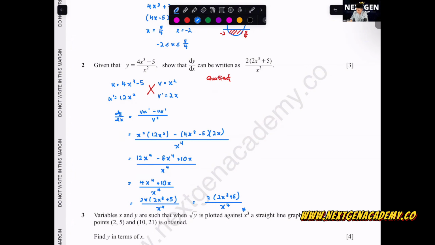x power 3. Okay, what am I doing? X power 3. Okay, then you can just write shown. You don't need to write the shown, but I like to write it. This is to convince the marker that you're actually doing something, right?